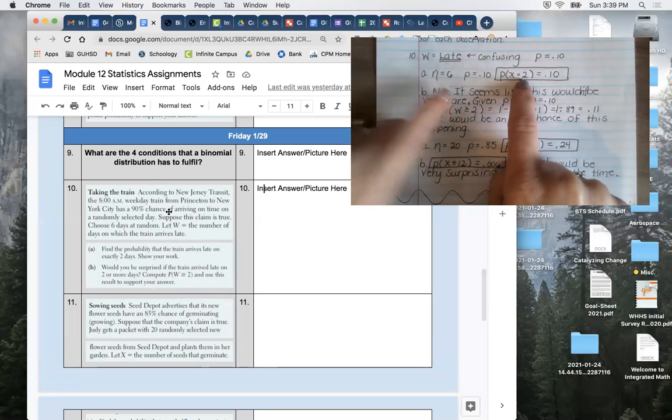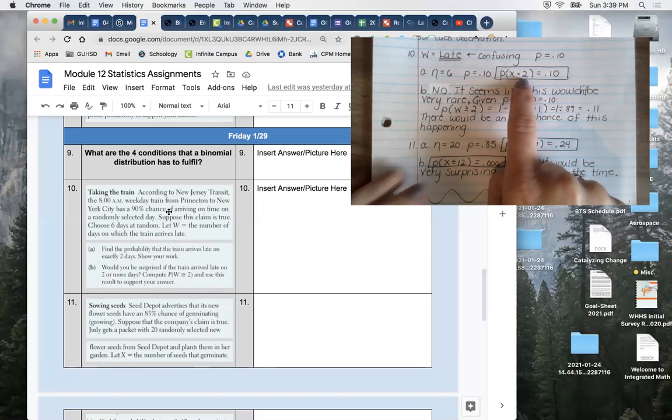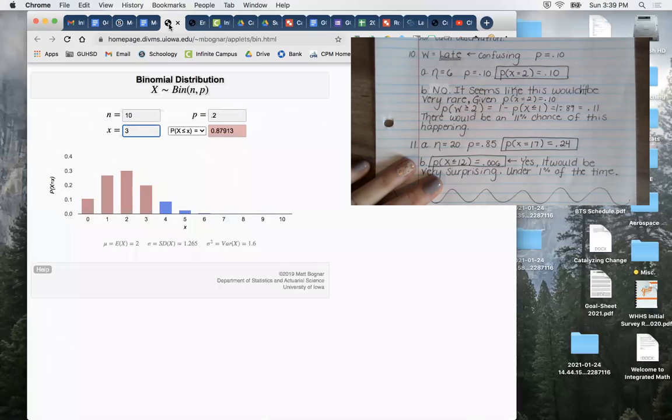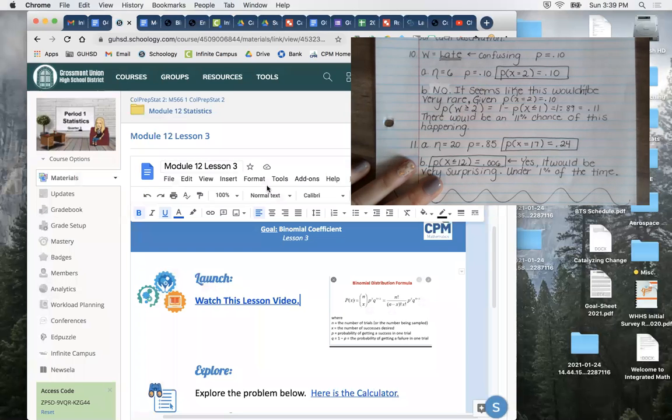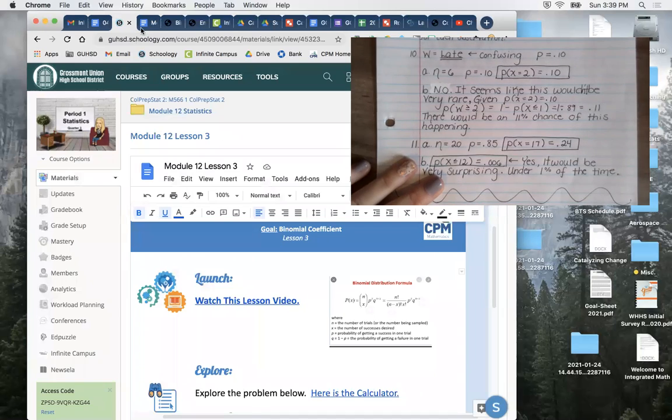Exactly 2 days. And I got this directly from the binomial distribution calculator. I put in that 6, I put in that 0.1, I put in 2, and boom, I got that 10%. That's a different problem, obviously, but that shows you where I got it from.